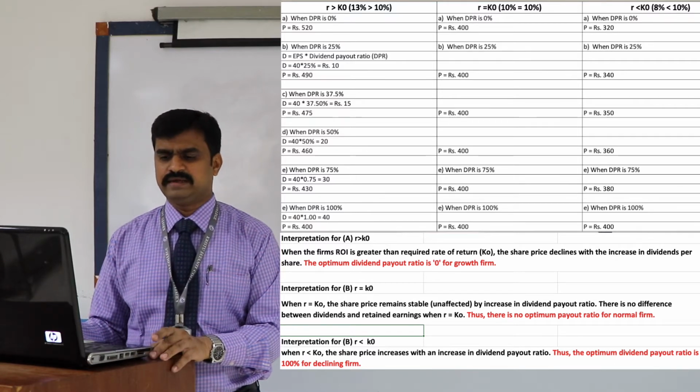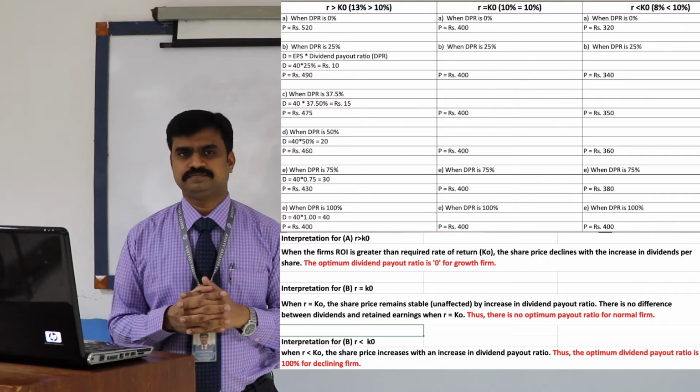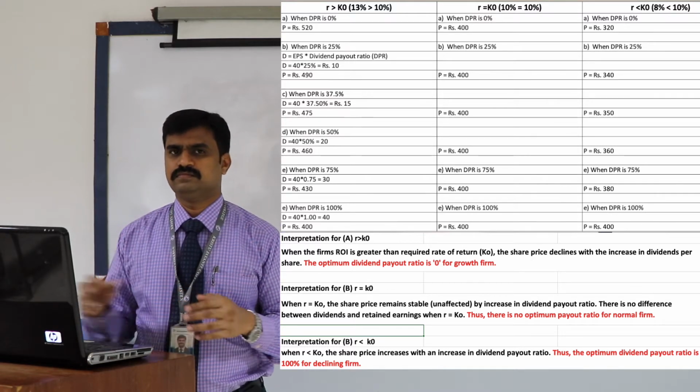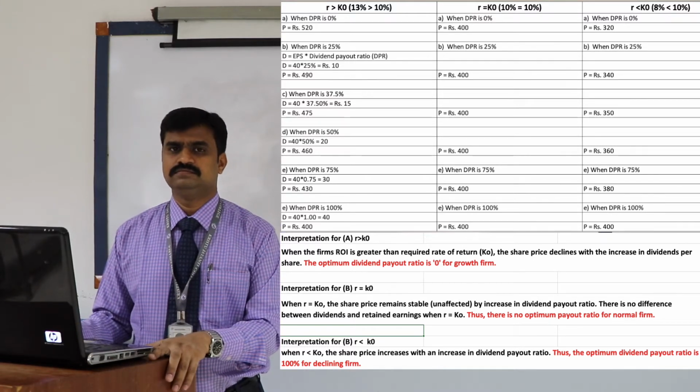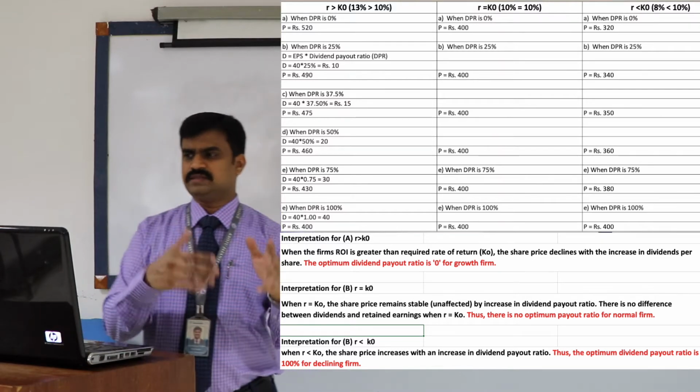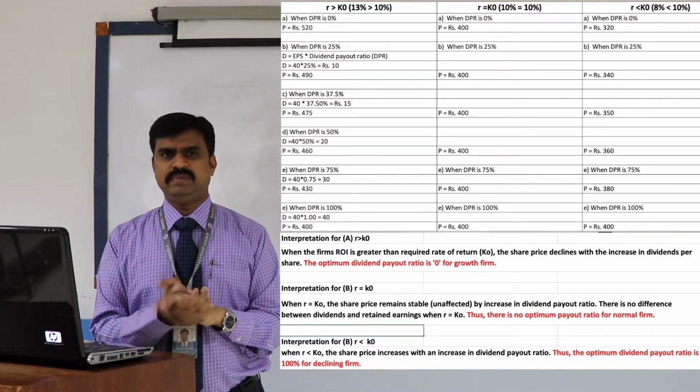Why is the stock price decreasing when DPR is increasing? Can someone tell me why the stock price is decreasing when DPR is increasing?